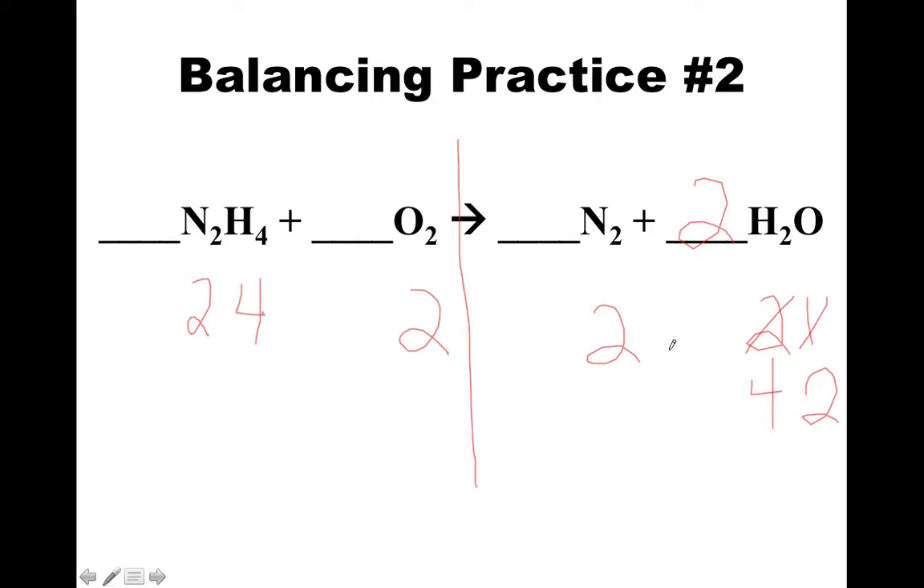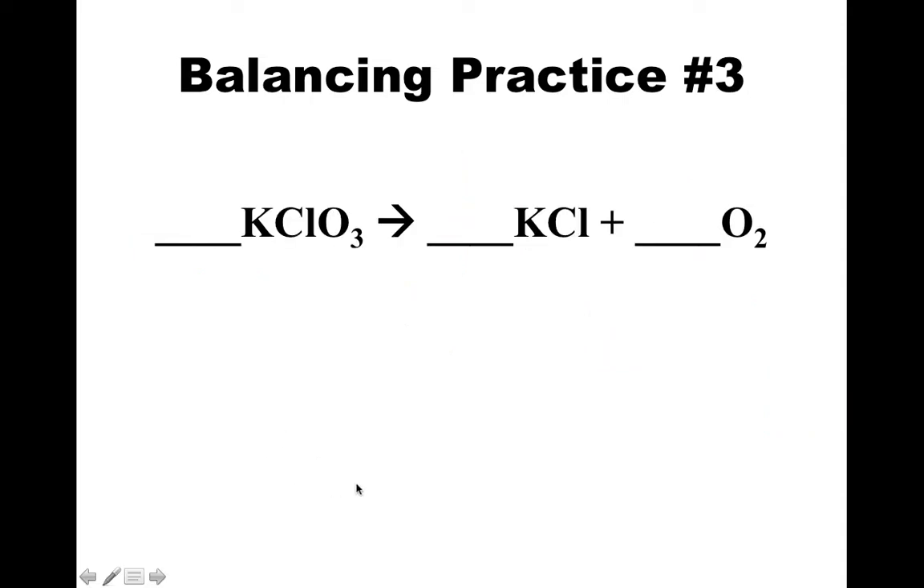So 2 oxygens here, 2 oxygens here. They're balanced. 2 nitrogens to 2 nitrogens. This is balanced. I could leave it blank, or I could just put a 1 in front of it, and it would be fine to show that it's balanced. Okay, let's look at this one.